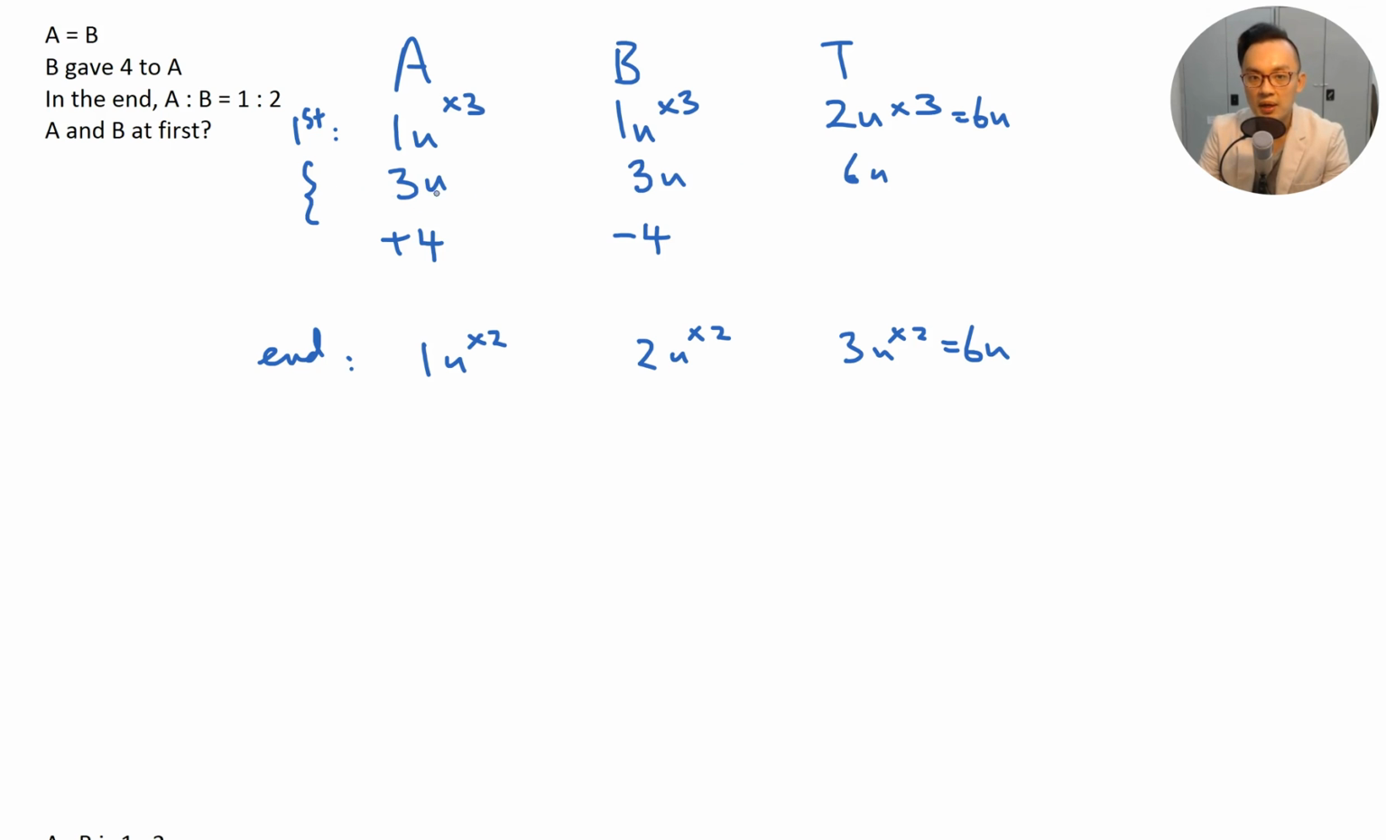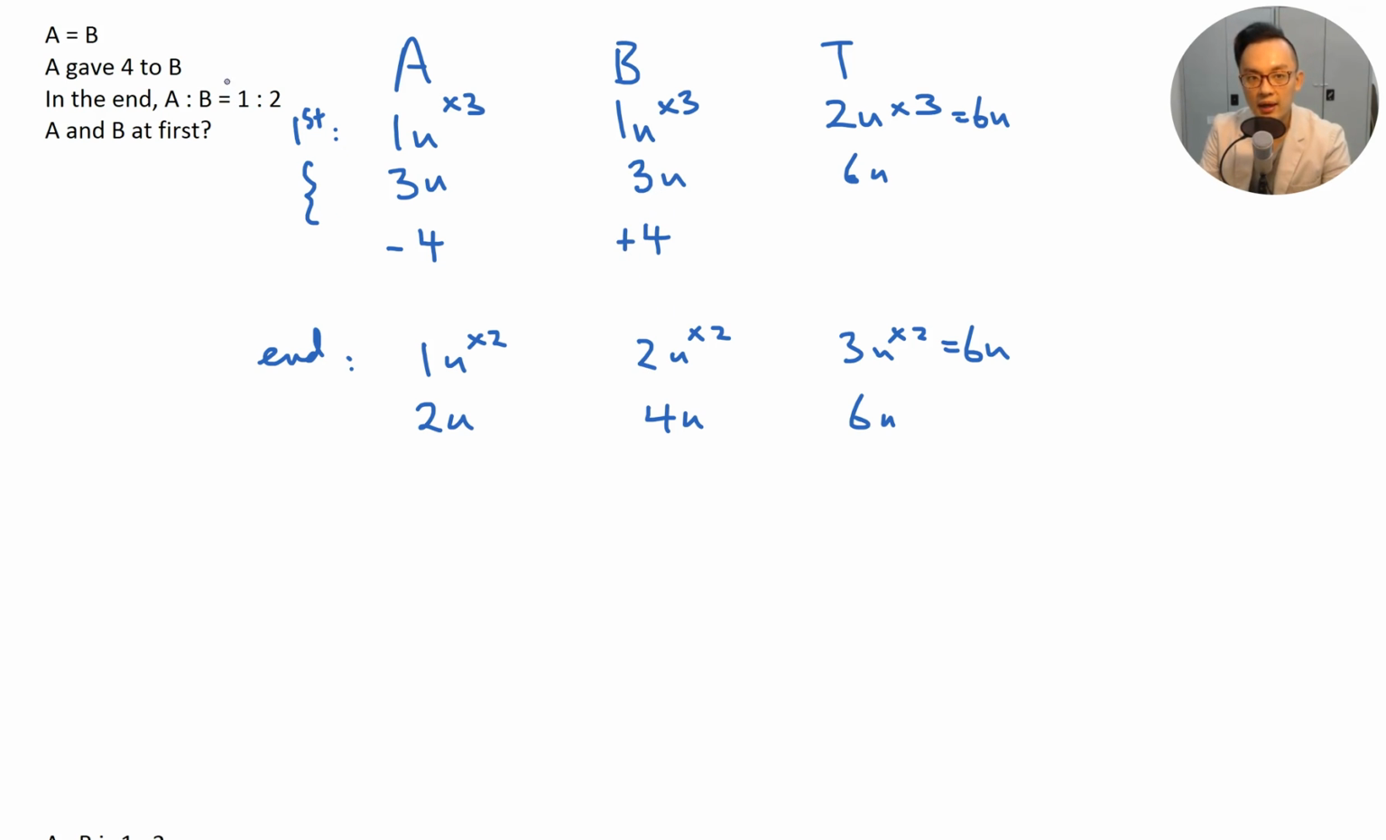So remember I told you I left some space here, so now I can write it down and it all looks very neat. So 3 units, they are still equal, total 6 units. Now times 2: 1 times 2 is 2 units, 2 times 2 is 4 units, and 3 times 2 is 6 units. So 2 units, 4 units, and 6 units. Now I know that someone gave something, so minus 4. So the question should be A gave 4 to B. So A is minus 4, and B is plus 4.